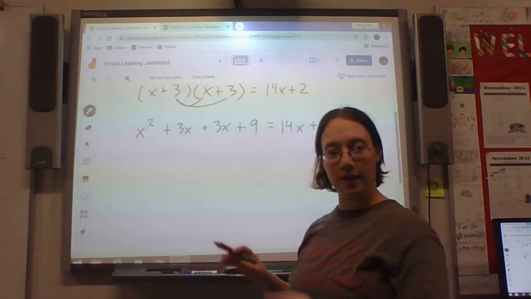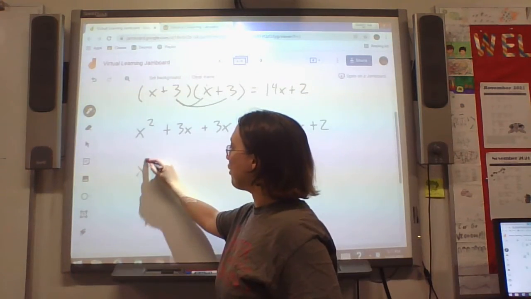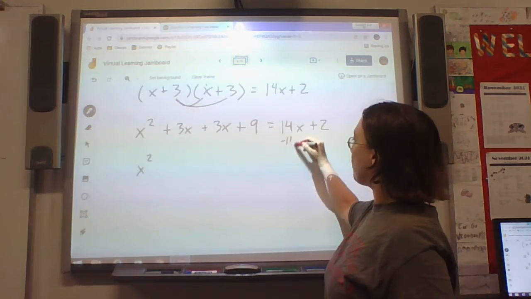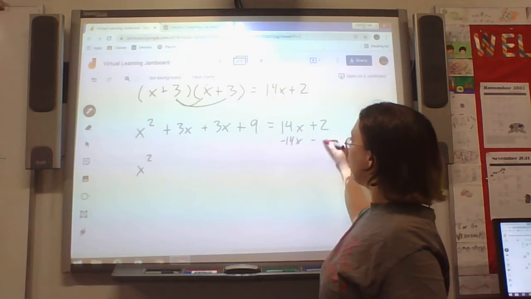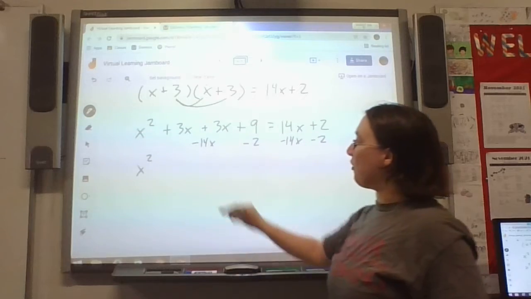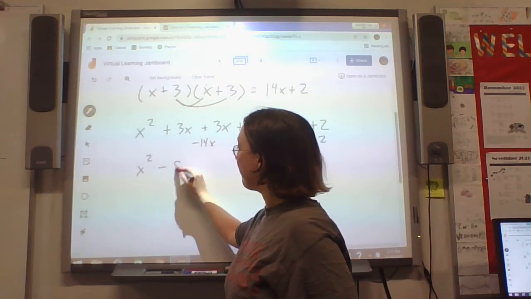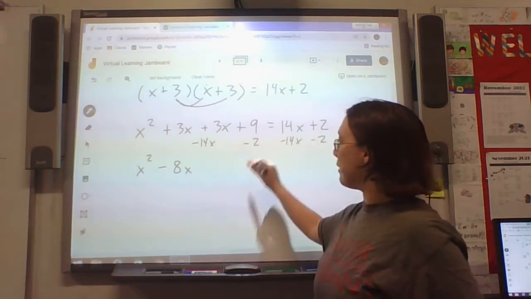Alright, now we're going to go ahead and scoot everything over to one side of our equation. So we've got this x squared over here. I'm going to subtract a 14x and a 2. So 3x and 3x is 6x. 6x minus 14x gets you negative 8x. And 9 minus 2 is 7.